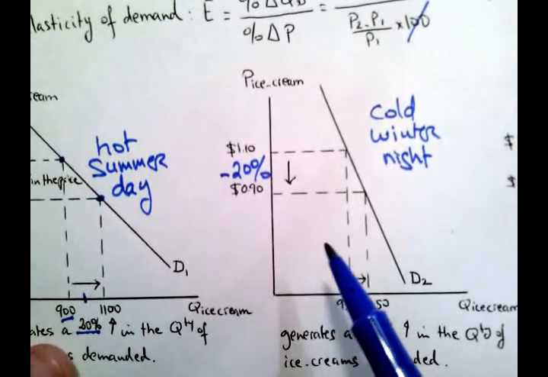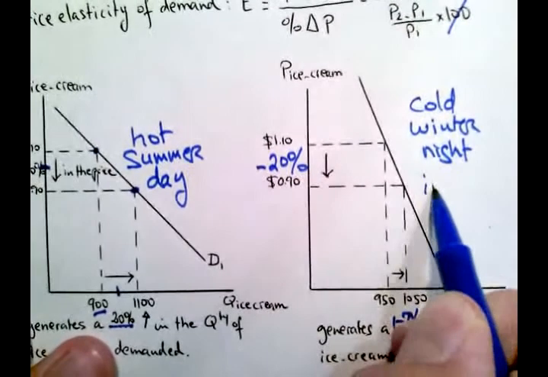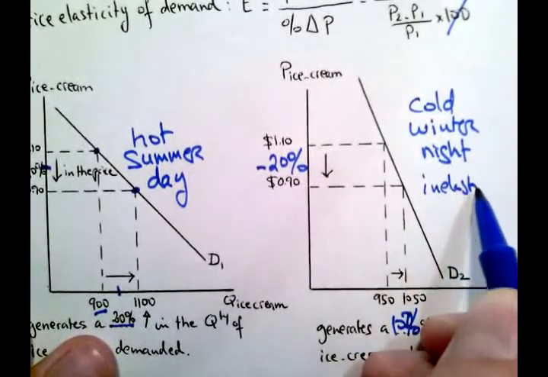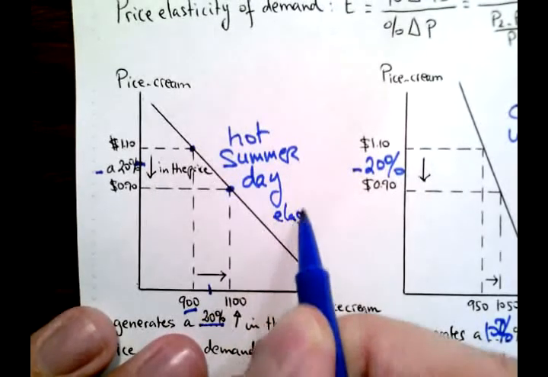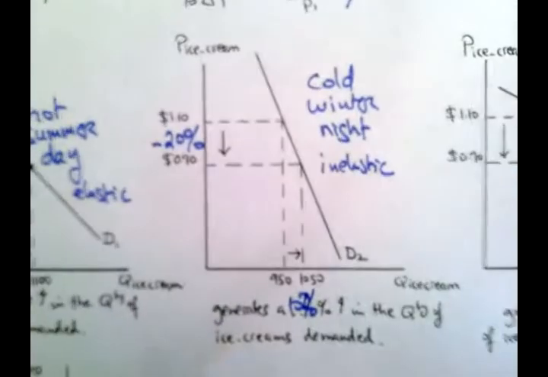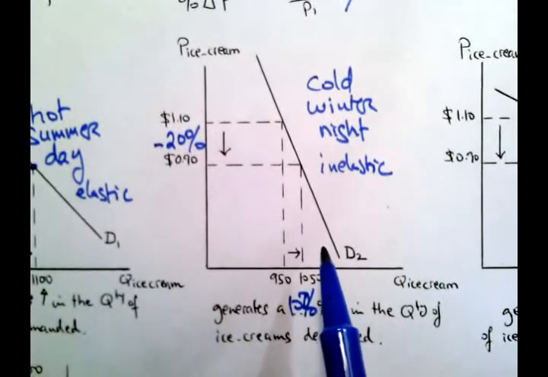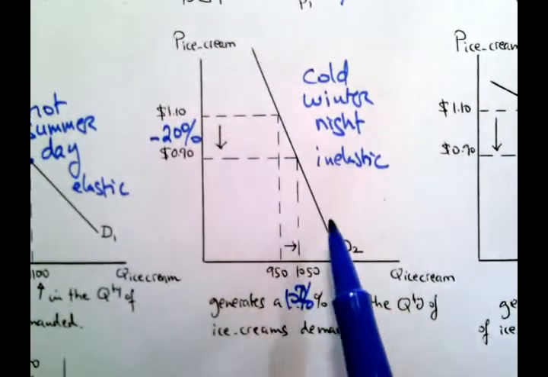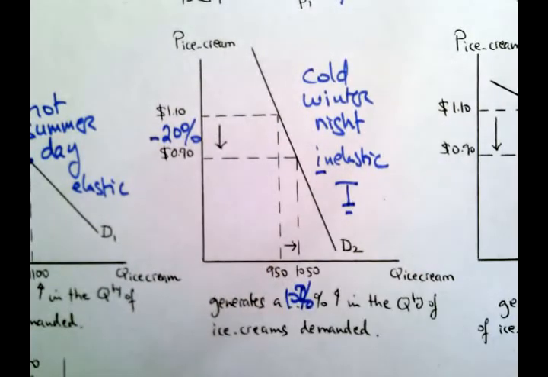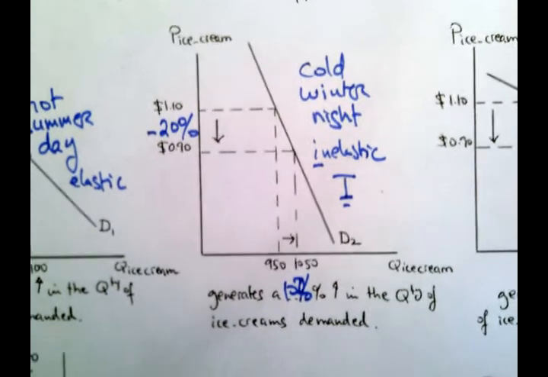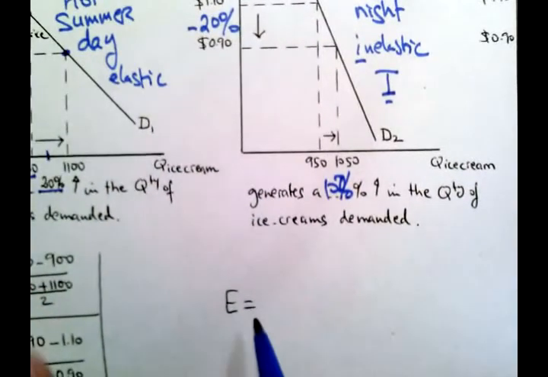So here demand is more inelastic than this demand that is more elastic. Now, if you want a tip to remember the shape of a demand curve, that looks very steep, almost like the letter I of inelastic. Okay? So now let's calculate the elasticity.